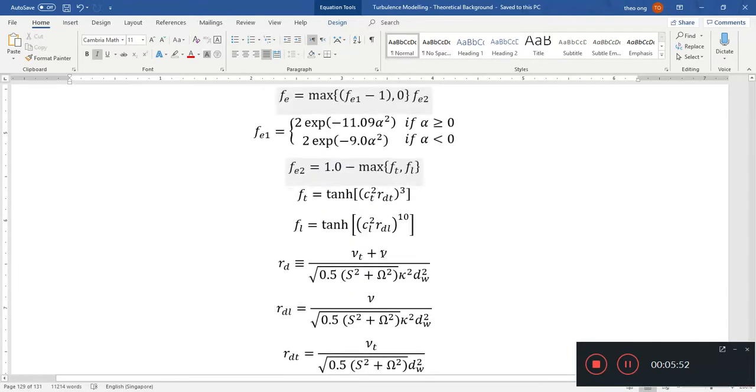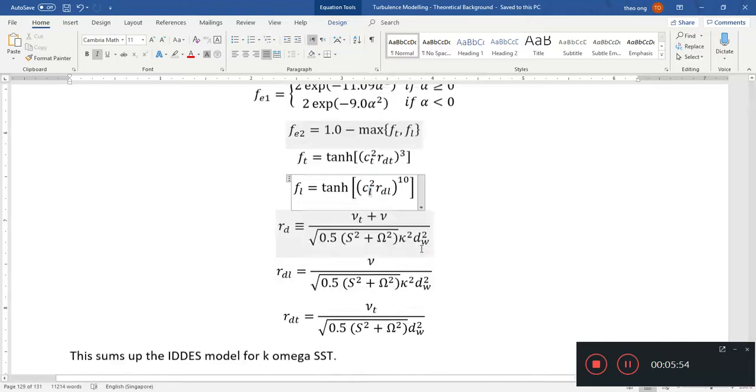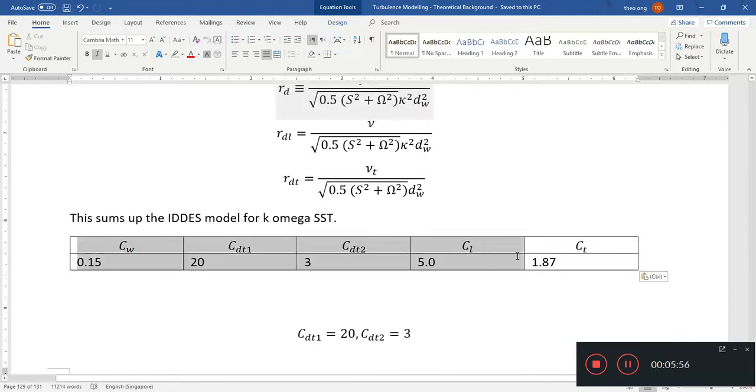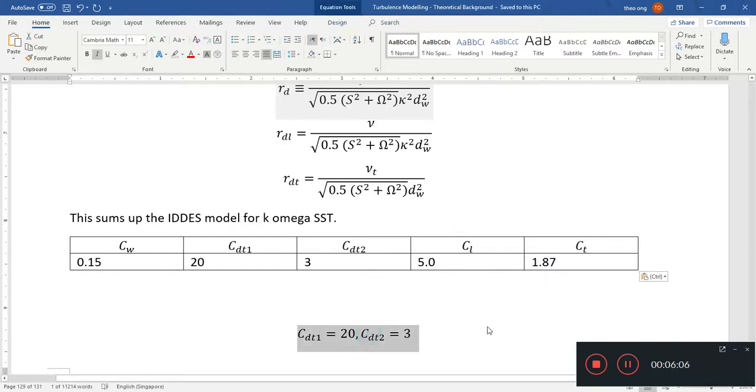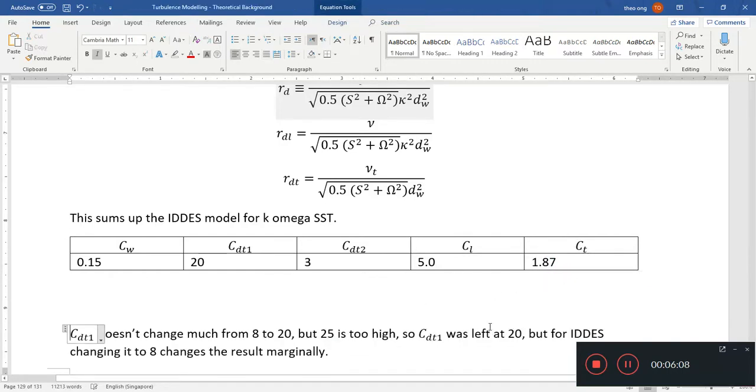CL and CT will be here. That's all your constants, and the values are as follows here. They are given in the paper. CW 0.15, CDT1 20, CDT2 3, CL 5, CT 1.87. So this thing here is kind of redundant. I'll get rid of it.